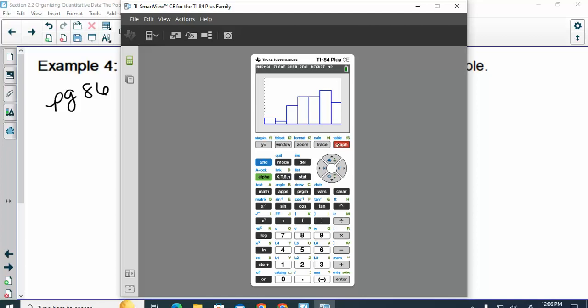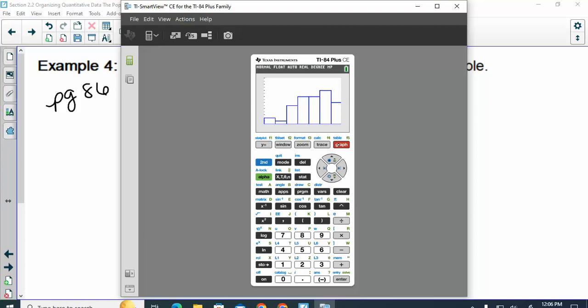All right. Any questions on using the calculator for this? Okay. A histogram is not one that we will do a ton on the calculator, especially not with the classes, but it can be a useful tool just to kind of see how the data is spread out. Let's go ahead and talk about a couple more options.